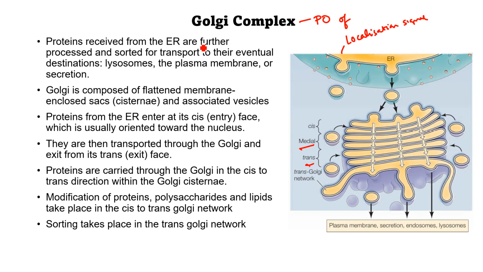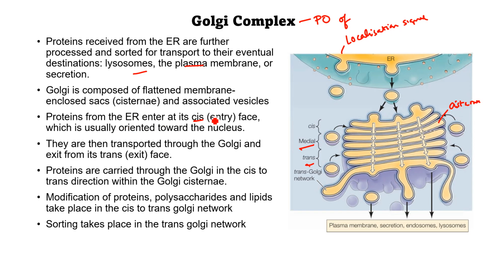Proteins received from the endoplasmic reticulum are further processed and sorted for transport to their eventual destinations. They can be transported to lysosomes, the plasma membrane, or they can be secreted out of the cell. The Golgi is composed of flattened membrane-enclosed sacs and associated vesicles. You see here different vesicles are associated with the Golgi, and they also have these sacs, which are called the cisternae. These tubular sacs that you are seeing are called the cisternae.